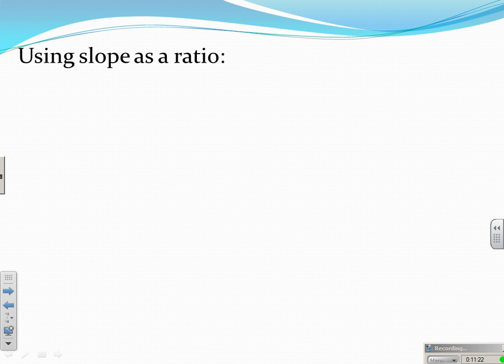Now, using slope as a ratio, turn to page 166. In example 6 there, it talks about a ratio that's needed for a wheelchair ramp not being able to exceed or be steeper than 1/12 or 1 to 12, as in if it would rise 1 foot, it could go horizontally for 12.